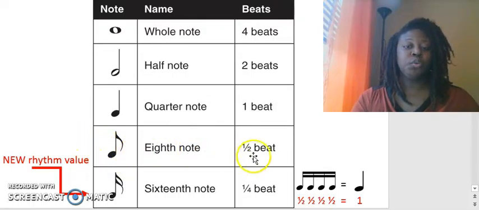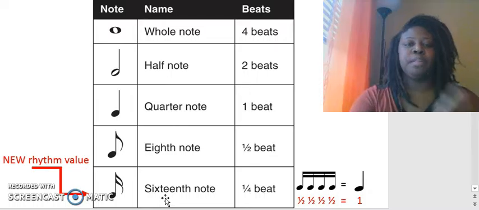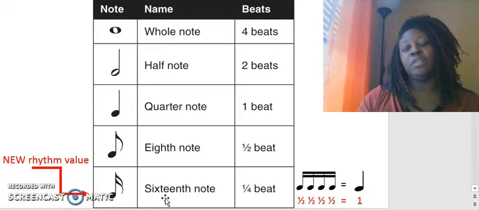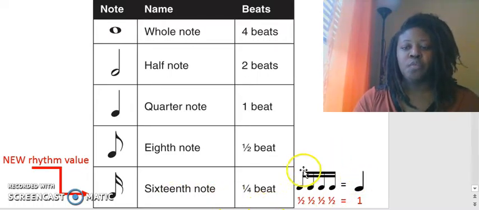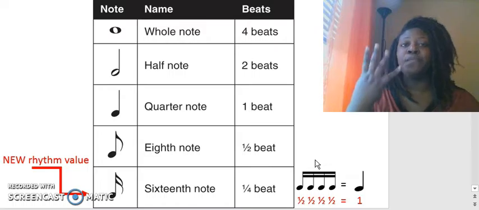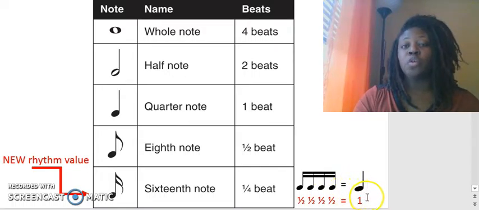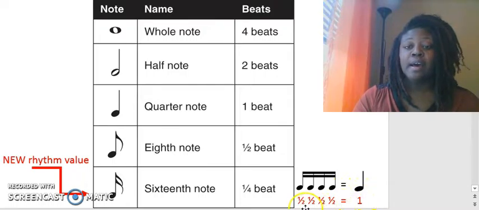The 8th note is worth half a beat. The 16th is worth 1/4 of a beat. Don't worry too much about the math, just worry about how these rhythms sound. If you look over here, right now we're just going to be using 16th notes in sets of 4. If you have 4 of them together, it equals a quarter note. That's what you have to know.